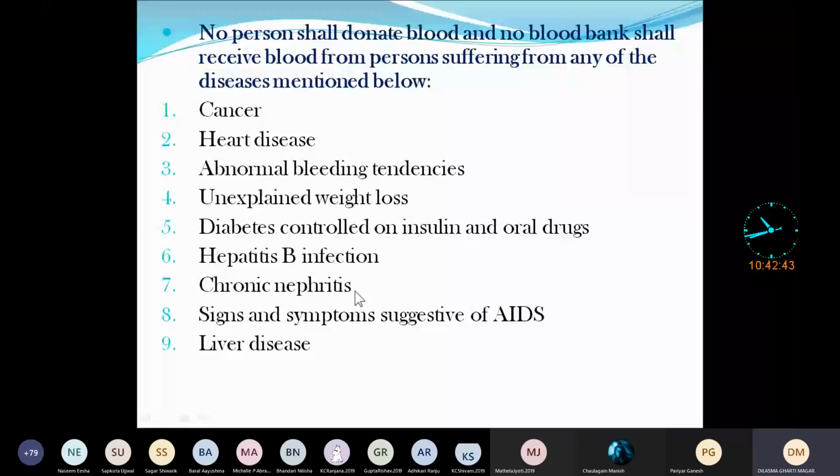No person shall donate blood, or no blood bank shall receive blood from persons suffering from any of the diseases mentioned below. So cancer, heart disease, abnormal bleeding tendencies, unexplained weight loss, diabetes controlled on insulin and oral drugs, hepatitis B infection, chronic nephritis, signs and symptoms of HIV or AIDS, and liver disease, the person should not donate blood. Or if the blood bank knows any of these histories, they will also not take the blood. Clear?